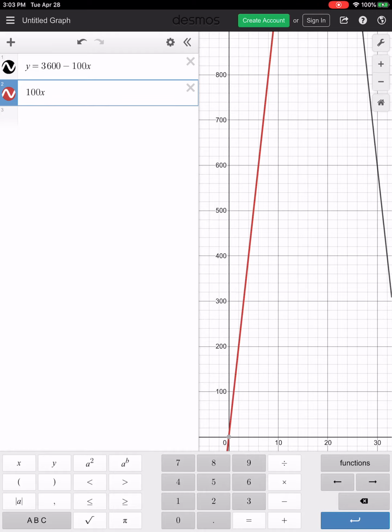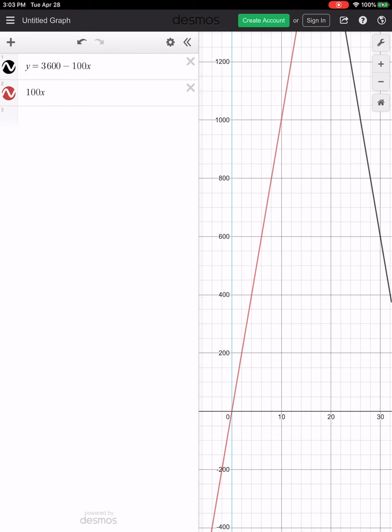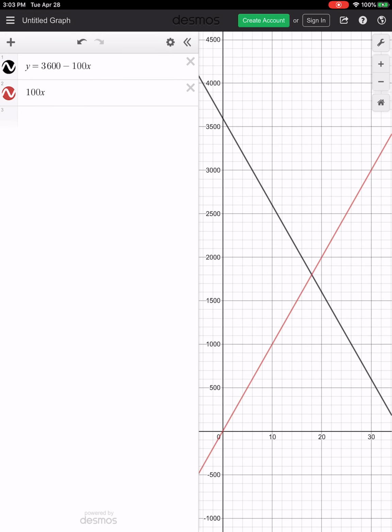So you can see I can't see both lines fully. Again, manipulate your axes. There we go. Intersection is at 18 and 1800. So after 18 weeks, both bank accounts, remember this is all about Rex and Roxanne, after 18 weeks, both bank accounts will have $1,800 in them.